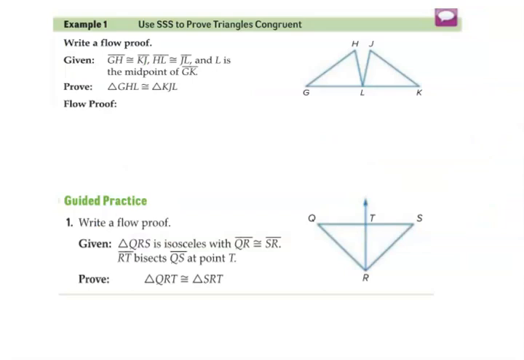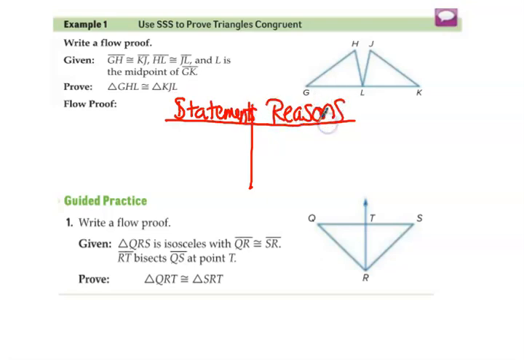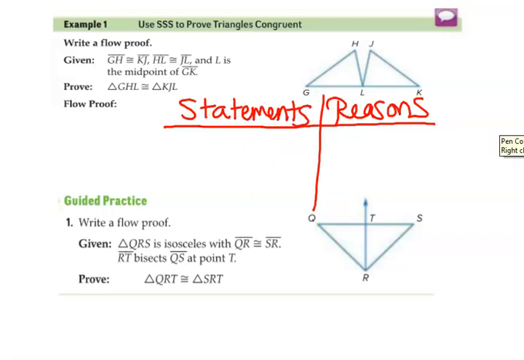So we are going to actually do a proof. So it says a flow proof, but we're just going to go kick it old school and do our T-chart. So we have our statements and our reasons, but first off, we want to come up with a plan, okay? We need to plan to see where this is going.